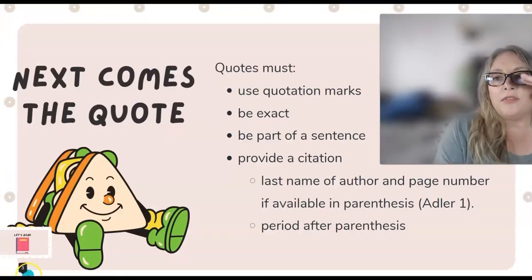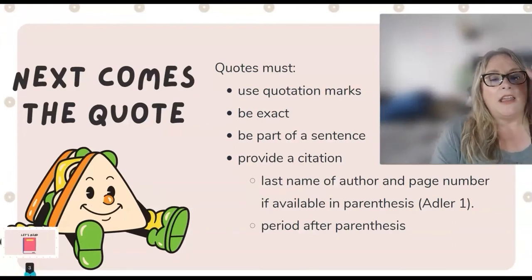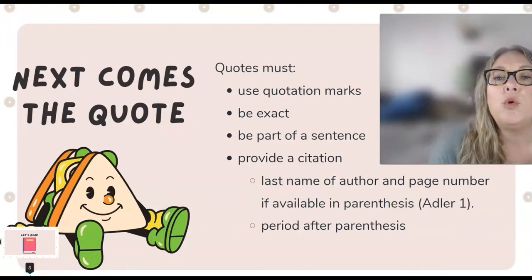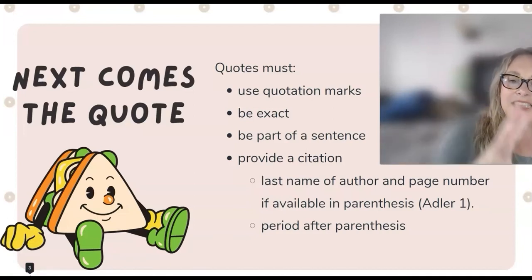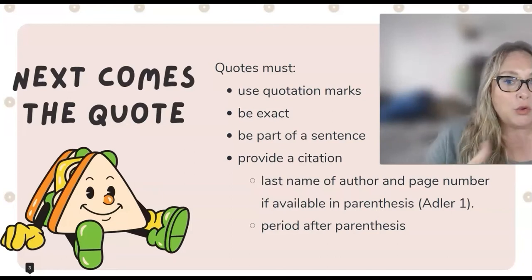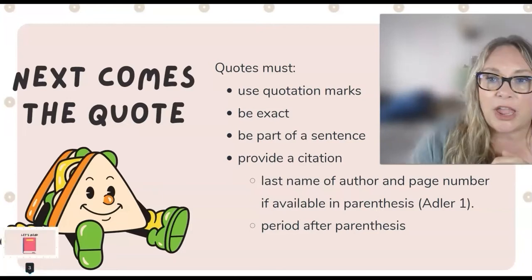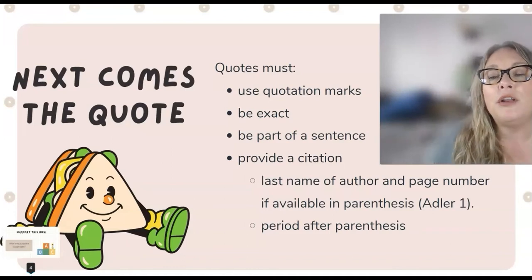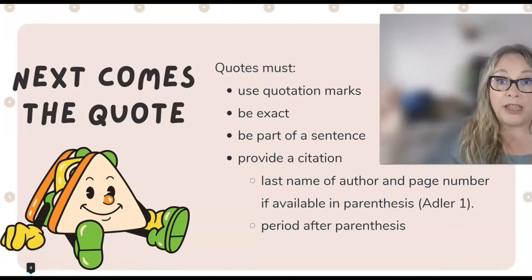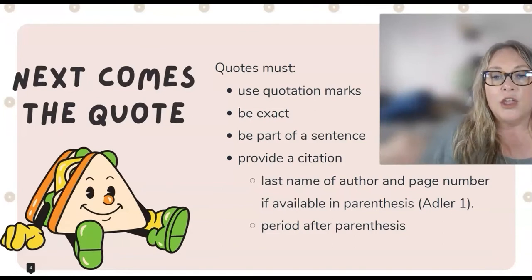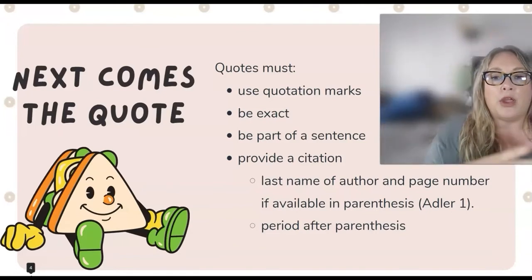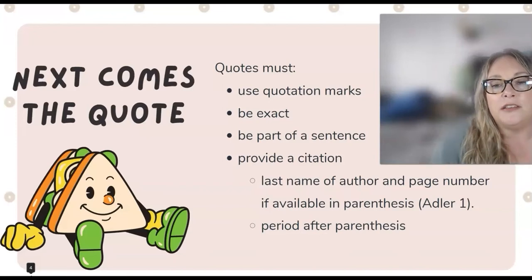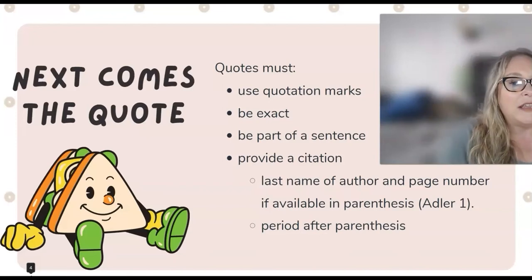So after you have that top part, that bread, right, that lead-in, next comes the quote. So quotes must use quotation marks. You have to put quotation marks around something that is an exact quote, right? You must be exact. You have to use word for word. You cannot change anything. It must be part of a sentence. You cannot just have a quote, even if the quote is a complete sentence. You cannot just put the quotation marks around it and slap it in your paper. It has to be part of a larger sentence, or else it's really functioning as a fragment.